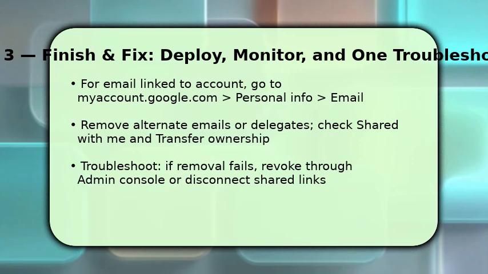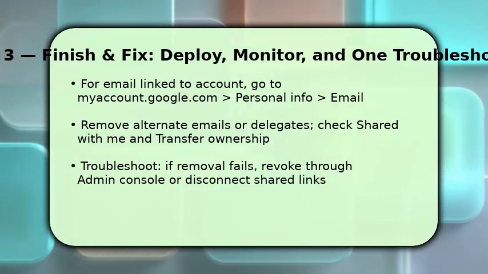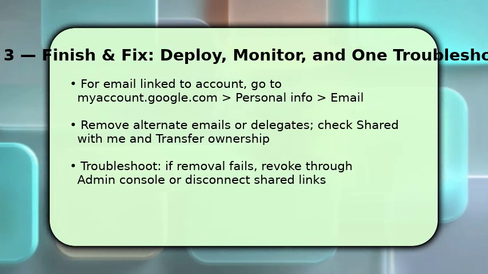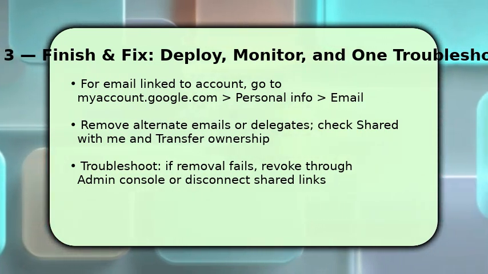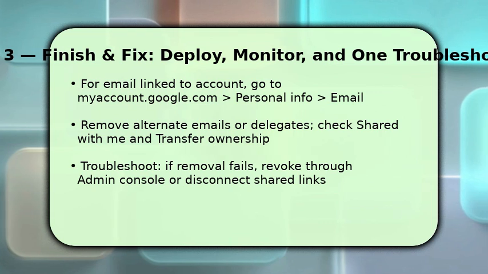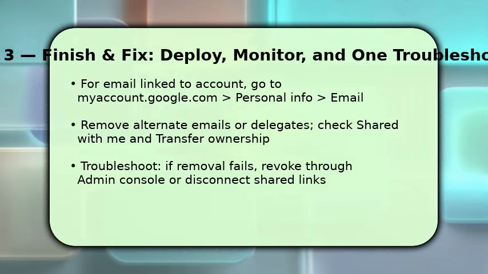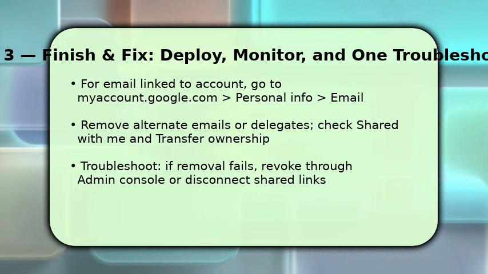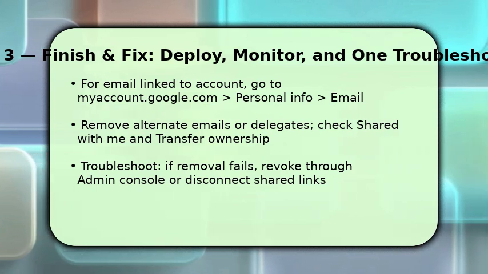Finish by handling account-level connections. Go to MyAccount.Google.com, open personal info, then email to remove alternate or recovery addresses if applicable. If the email is a delegated account or transfer target, remove delegates and transfer file ownership to another address first. Ownership prevents instant deletion. Make sure to inspect Shared with Me and any active shared links.